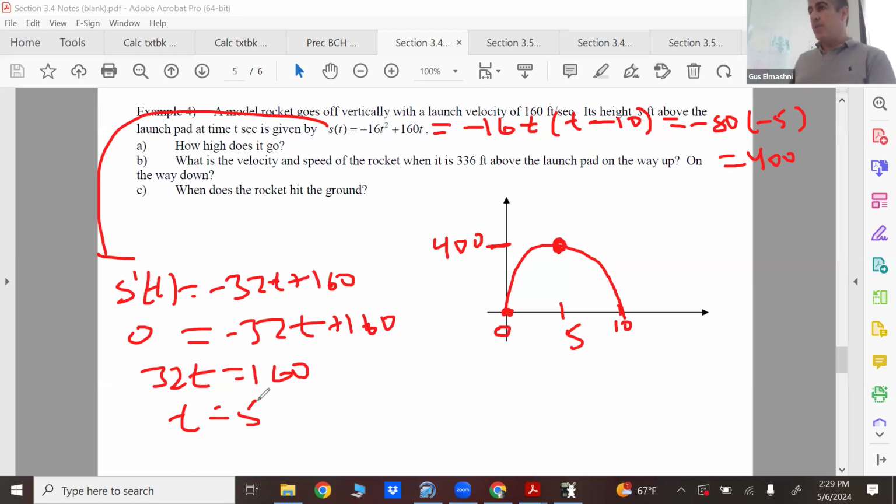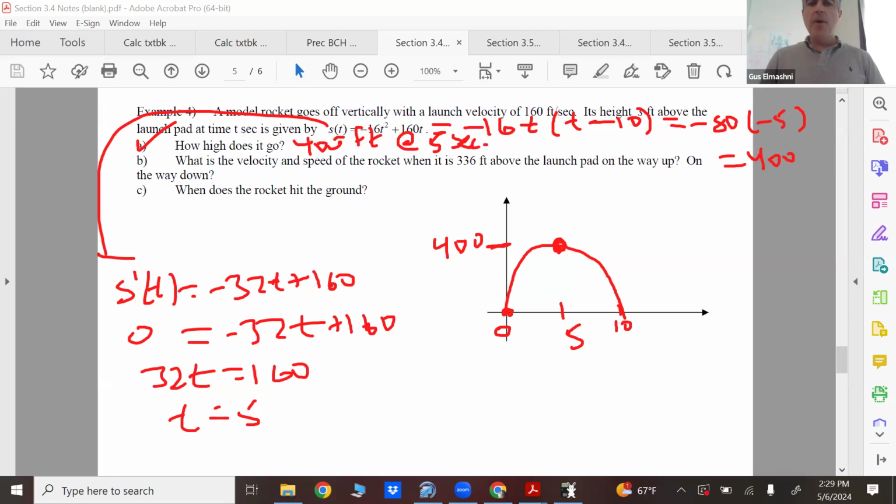But calculus confirms it, right? Calculus totally confirms what we're looking for. So part A, I think I kind of beat that one to death. So we're good there. Did that make sense? 400 feet is the high point at 5 seconds. All's good.